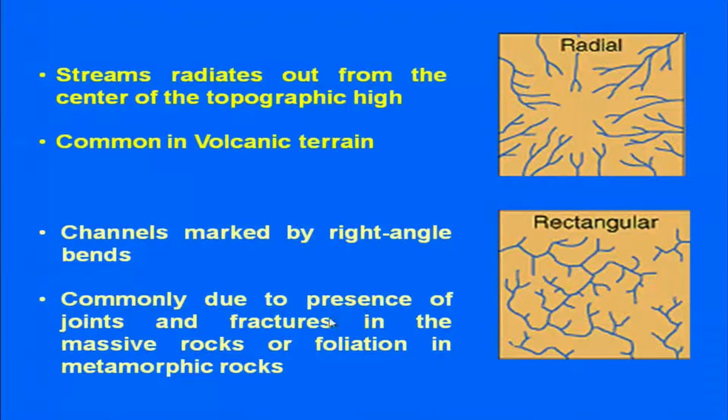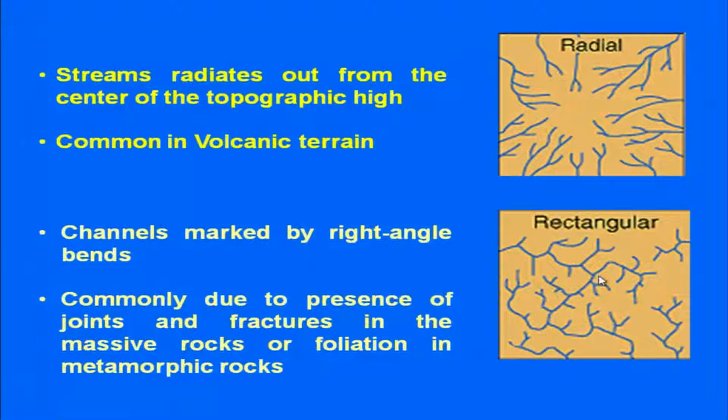Rectangular drainages are commonly seen due to presence of joints and fractures. So if you have fractured and jointed regions, or areas where you have massive rocks or foliations in metamorphic rock, then you will tend to see this formation. We can also say that this type of drainage is structurally controlled drainage. The fractures and joints are formed because of weathering also, but in most of the places it will be related to ongoing deformation.